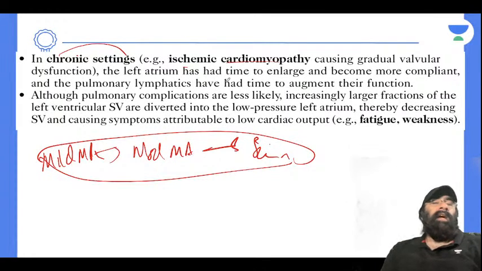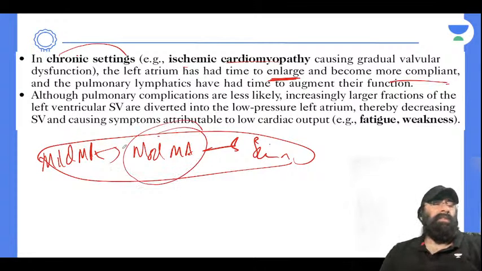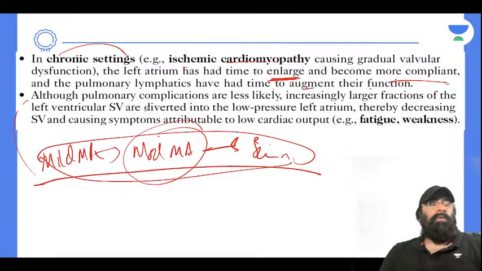Left atrium has the time to enlarge, become more compliant with the regurgitation. And pulmonary lymphatics have the time to augment their function, to reabsorb and prevent pulmonary edema. All these things play a big role. So the more acute the MR, the more severe the patient.